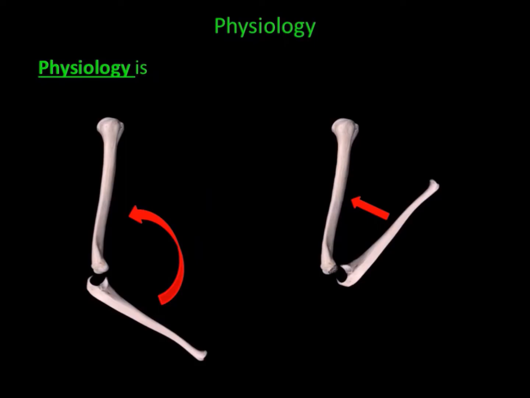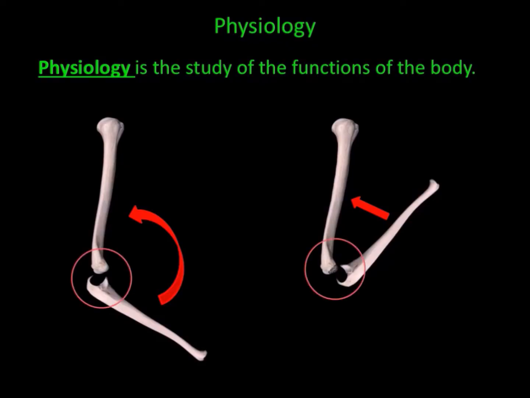On the other hand, physiology is the study of the functions of the body. So again, taking a look at the humerus and the ulna, you can see that they fit together, and by fitting together with their unique shapes, they perform a movement called flexion. I like to equate anatomy and physiology to that of a car. Anatomy would be the parts of the car, and physiology would be putting those parts together and watching this car perform something.